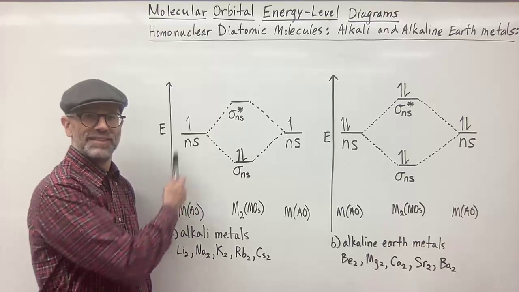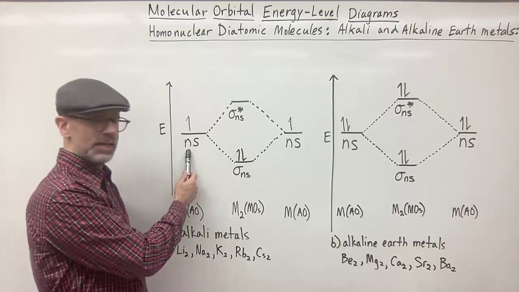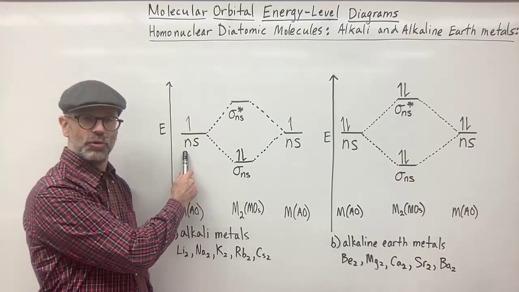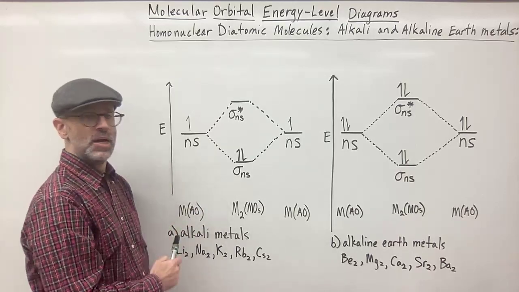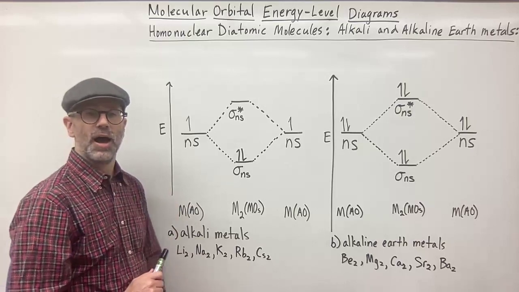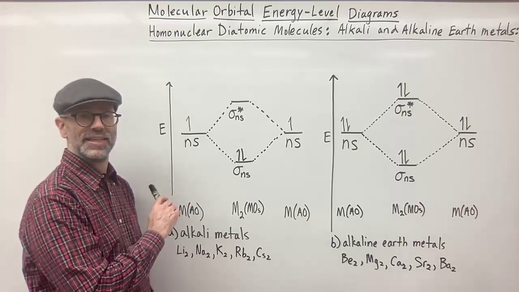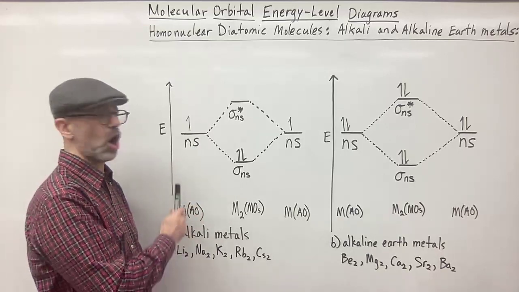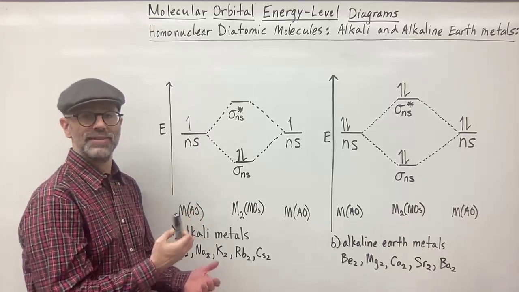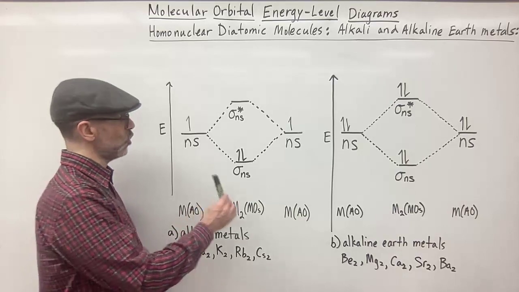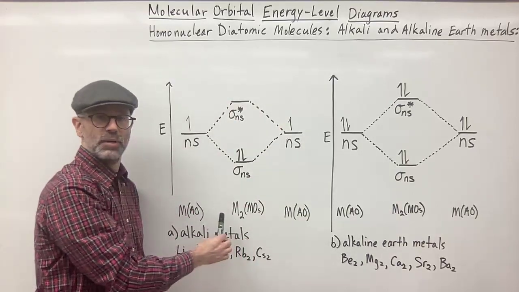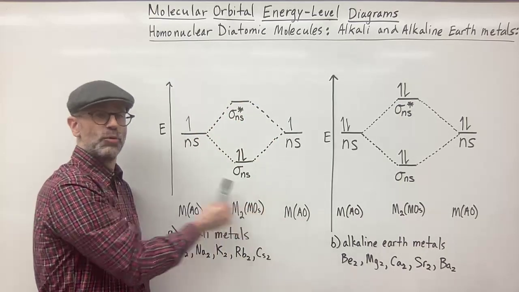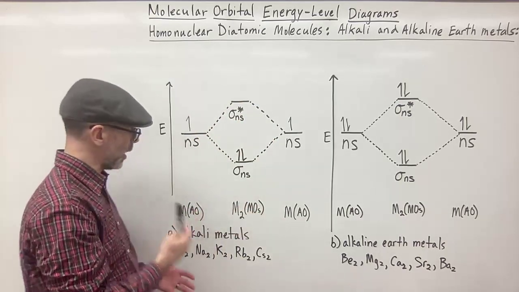So if we have lithium here, then that'll be n equals 2. If it's potassium, then it'll be n equals 3, so this will be 3s. But it doesn't matter what energy level it is in because it behaves all the same. Because they're all in group 1, they all have the same number of valence electrons, so the molecular orbital energy diagram will be filled in exactly the same way.